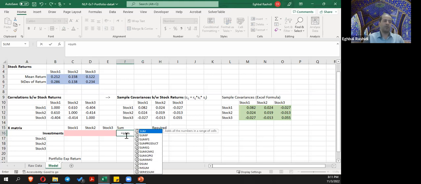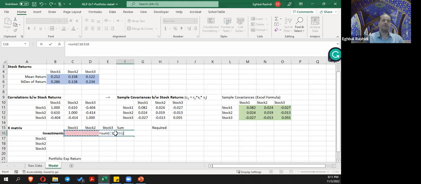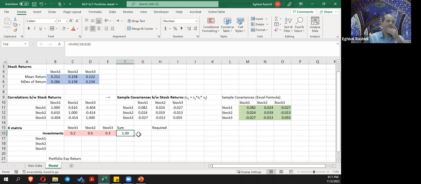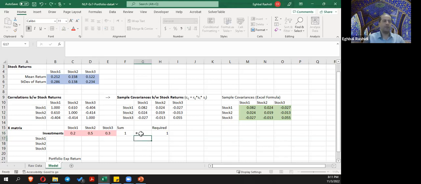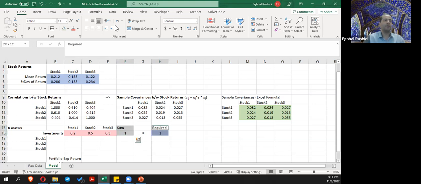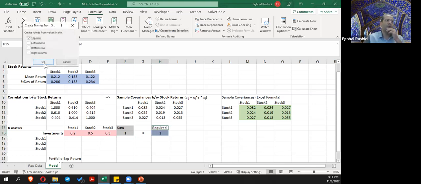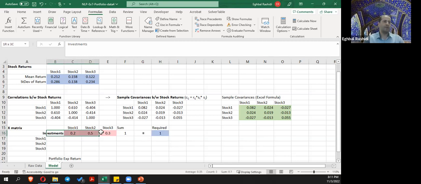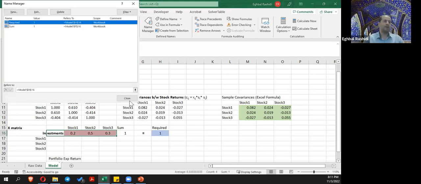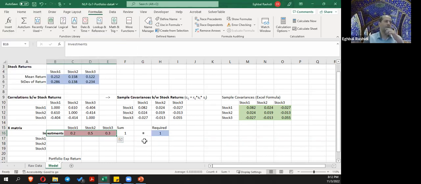So this is the summation of my portfolio investment. It has to be exactly equal to one. This is actually an input. Okay, this is the sum, and it is required. I'm going to use range names for this to make my Solver model more readable. And this is my decision variable. I did not pick it yet, so I'm going to name this decision variable investment plan.